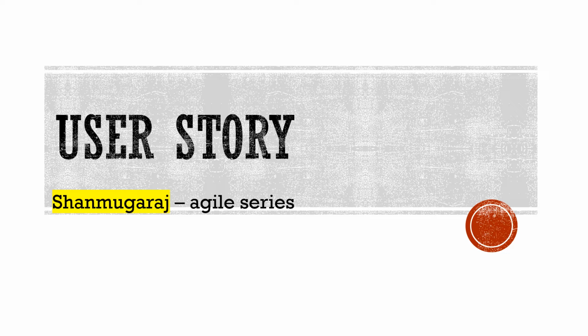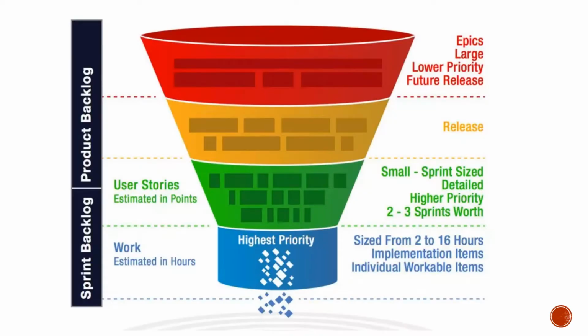Useful videos for product owners. Today we're going to discuss the story of a user story. Look at this particular slide we already talked about yesterday: how the product backlog, epics, releases, features, user stories and work items are identified in a funnel. Epics are bigger ones, split into features, which are split into user stories, which are split into tasks. That's how it works.